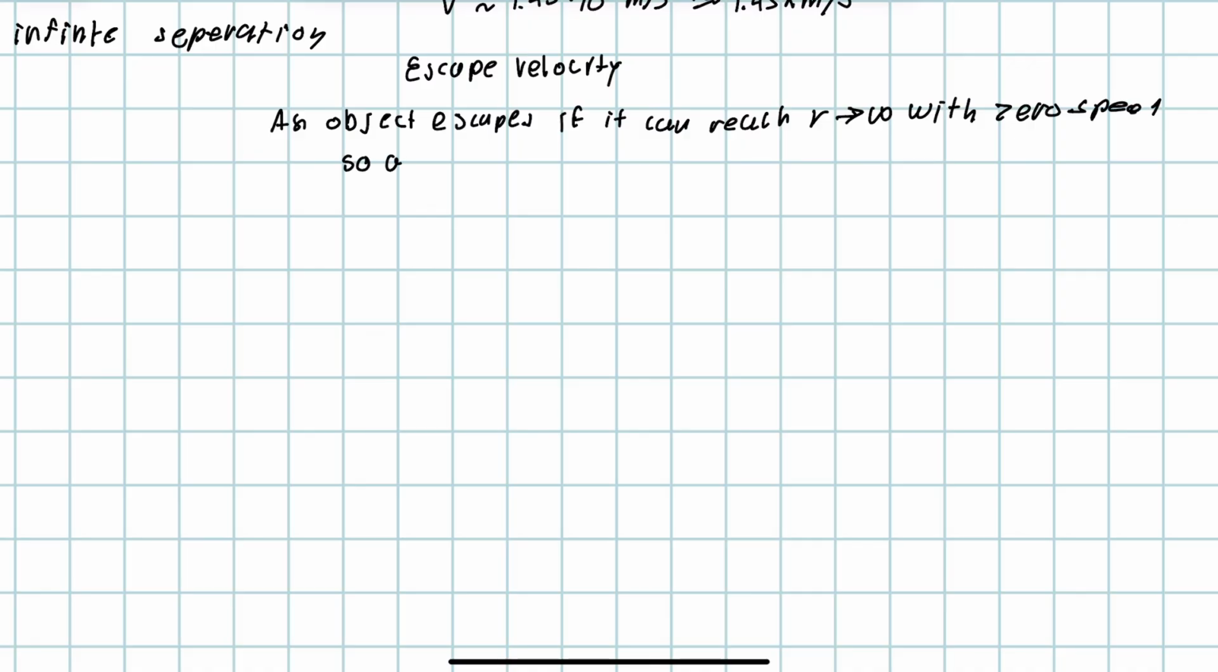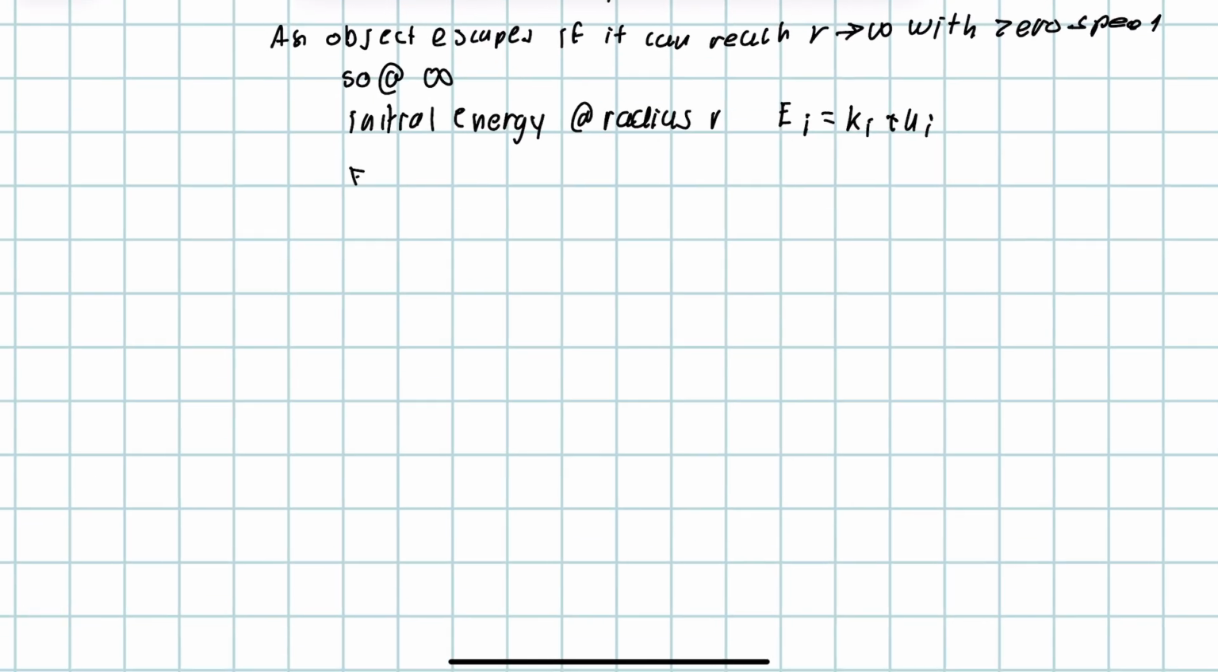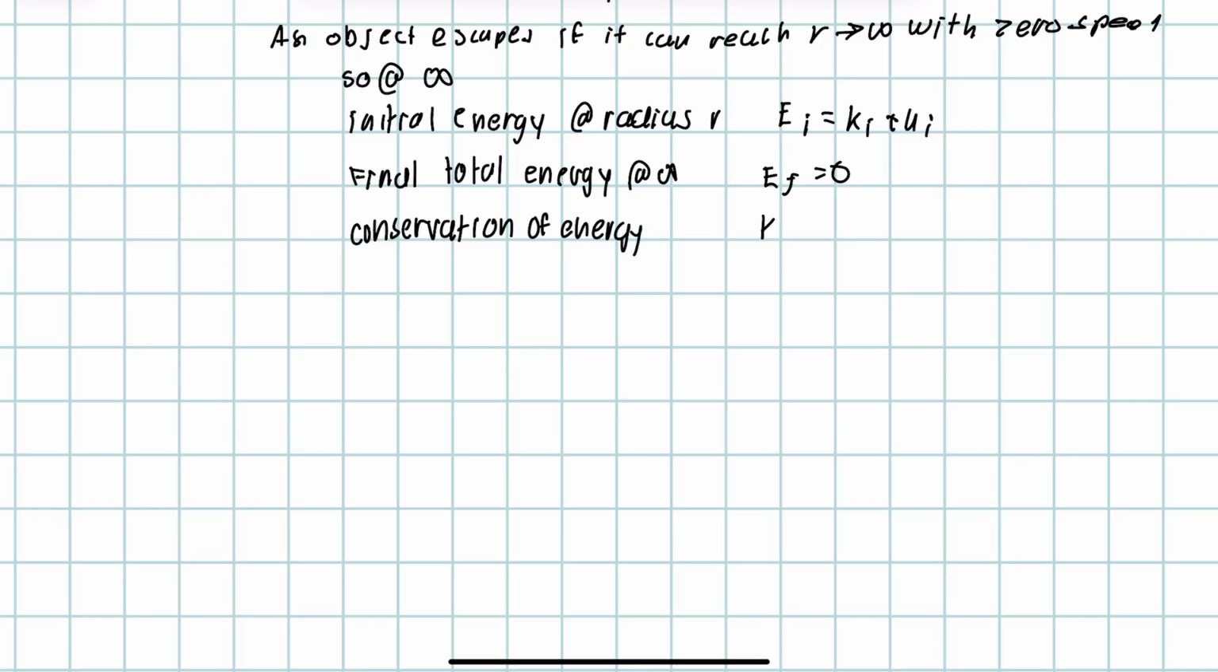So basically, at infinity, we have that the initial energy at radius r is going to be E initial is equal to K initial plus U initial. So that's the kinetic initial plus the potential initial. Then the final total energy at infinity is going to be E final is equal to 0. So by using conservation of energy, we have that K initial plus U initial is going to be equal to 0.